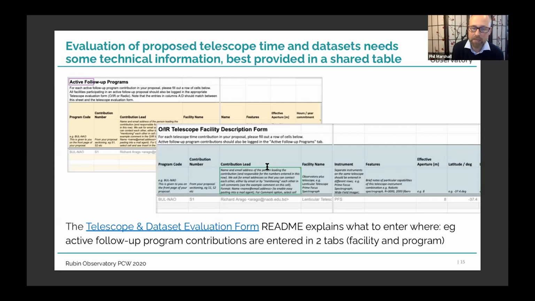So there's a README that explains all this as well. I encourage you to go take a look, start adding rows, and please do reach out if you need help. Steve Ridgway is your main point of contact, but Bob and I can redirect as always. Any questions about this telescope and dataset evaluation form?